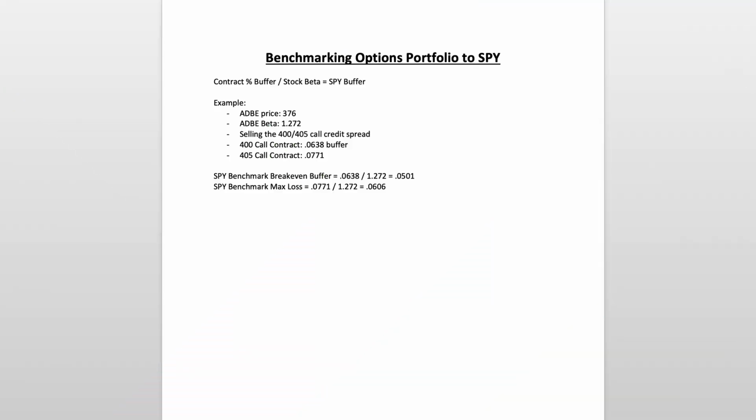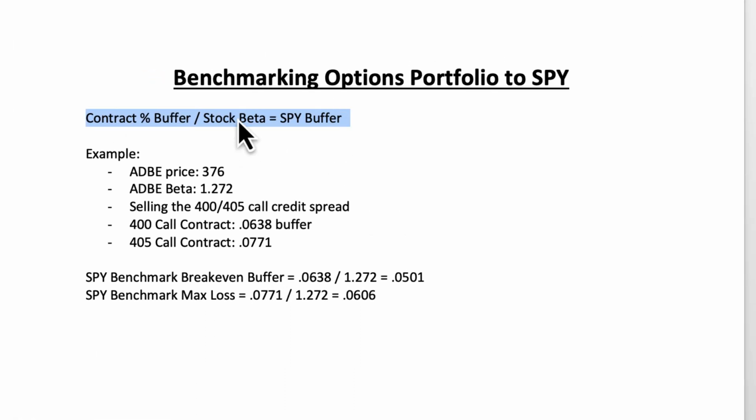So now I want to take a look at benchmarking an options portfolio to the SPY. So the main formula we're going to be using is your contract percent buffer divided by the stock's beta is going to equal your SPY buffer. That may sound a little confusing, but let me explain. Let's take, for example, Adobe. That's one of our components to our portfolio. We were selling the Adobe 405 calls expiring May 19th in that example. Adobe's price was currently trading around the 376 level.